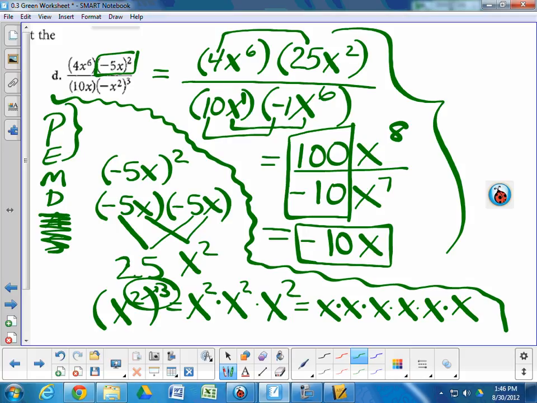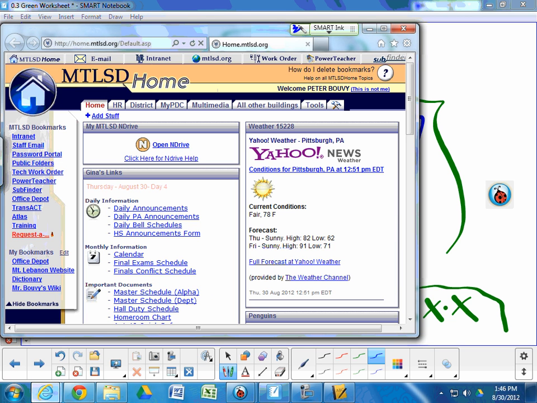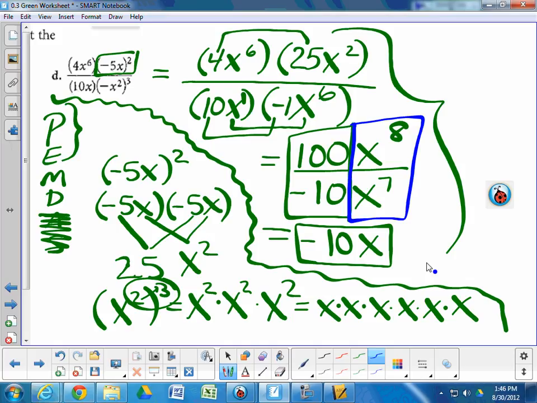In the box, you follow the rules of division that you learned about in 4th grade. You do 100 divided by 10, negative. In the blue box on the right, you follow the rules of exponents and subtract. And get rid of the web page and see your final answer, negative 10x.